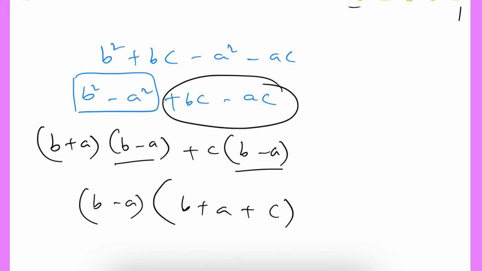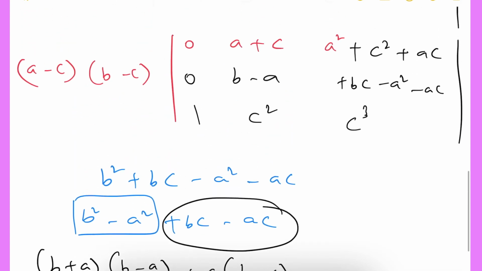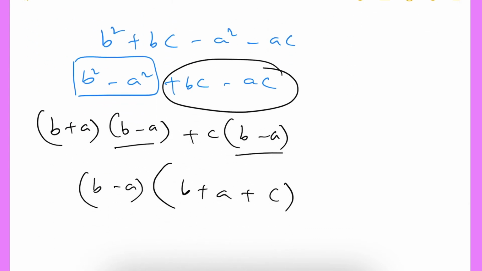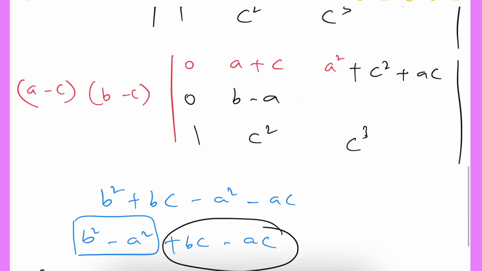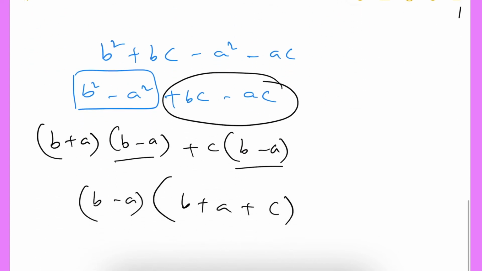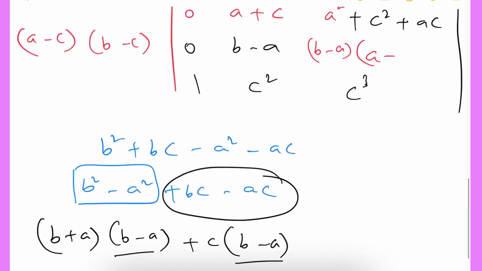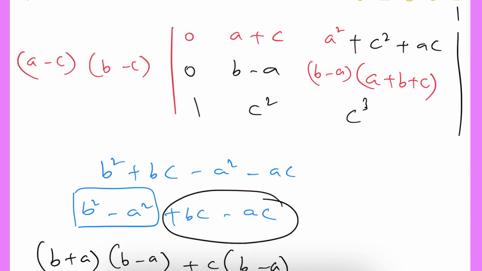So now in the place of this b square plus bc minus a square minus ac, I will substitute this b minus a into b plus a plus c, that is a plus b plus c. Okay, now 0 means we can take out anything common. Here b minus a is there, here also b minus a is there. So from the second row I am taking b minus a common.